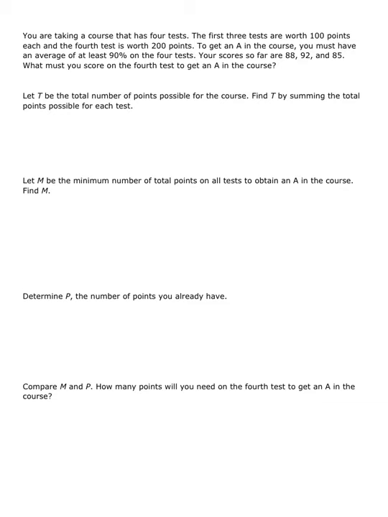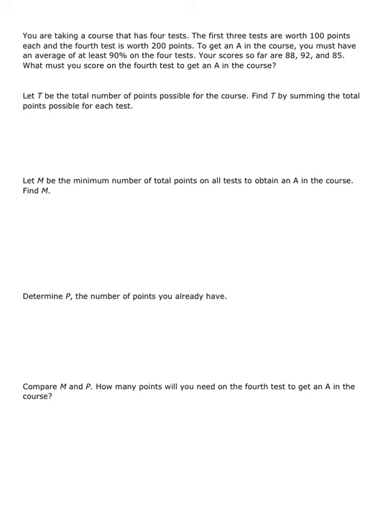You are taking a course that has 4 tests. The first 3 tests are worth 100 points each, and the 4th test is worth 200 points. To get an A in the course, you must have an average of at least 90% on the 4 tests. Your scores so far are 88, 92, and 85. What must you score on the 4th test to get an A in the course?